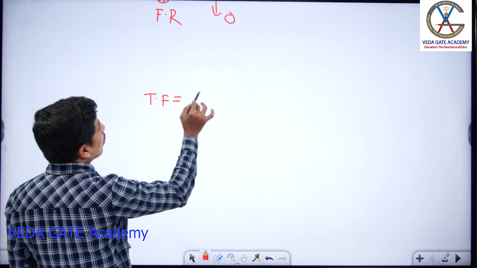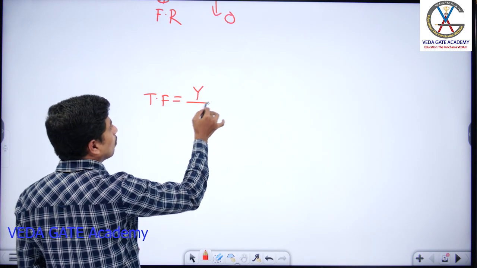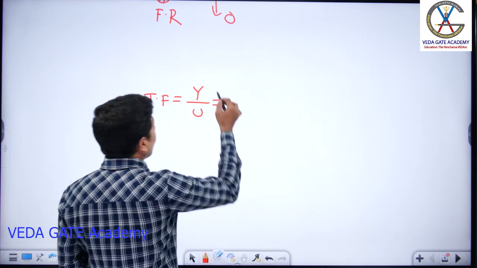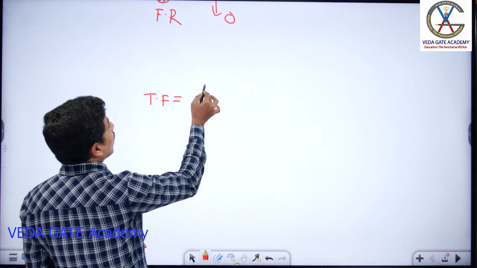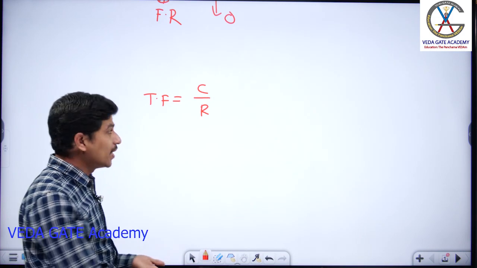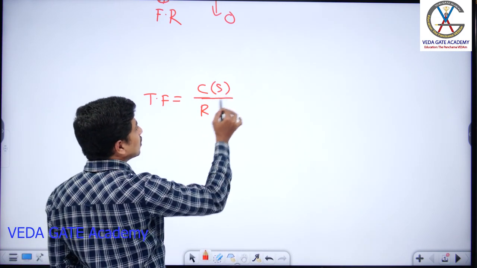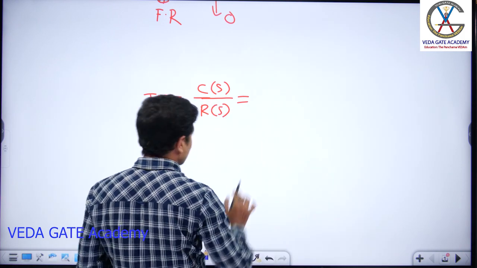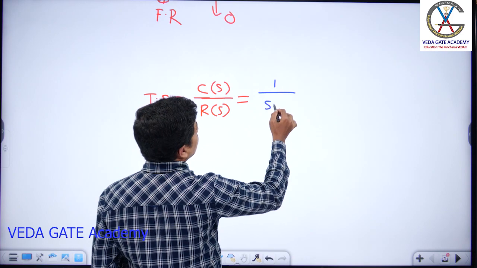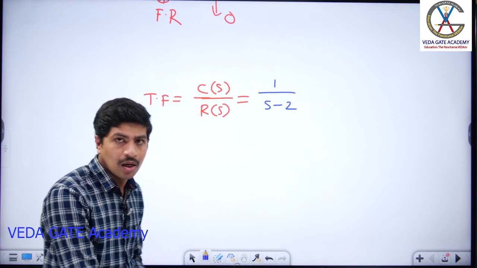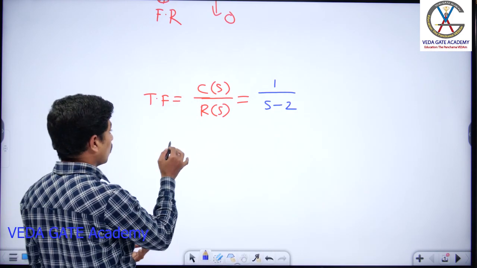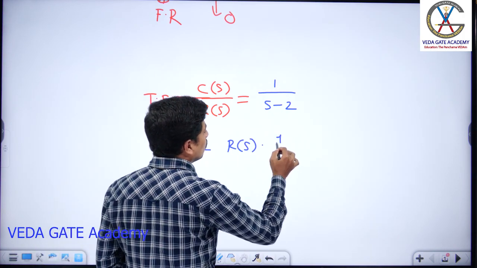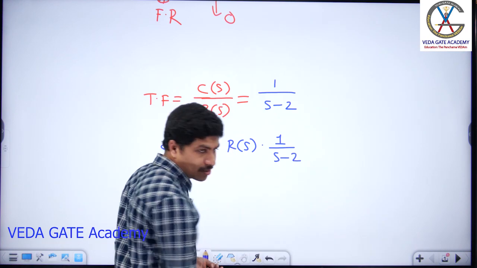Transfer function is equal to, what is the transfer function? Output by input. Generally in control systems, we take output as C and input as R. Yeah, that is our denotation. In the initial classes, we've seen C of S by R of S is equal to some example transfer function. I'm taking 1 by S minus 2 as the example. Now from this, I want to find the output. What is the output? C of S is equal to input into transfer function, input into 1 by S minus 2.